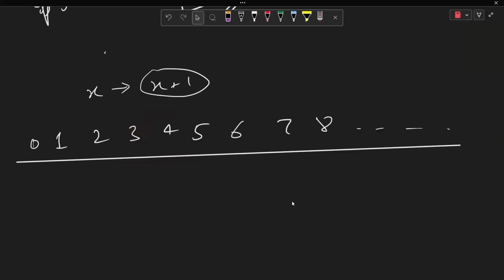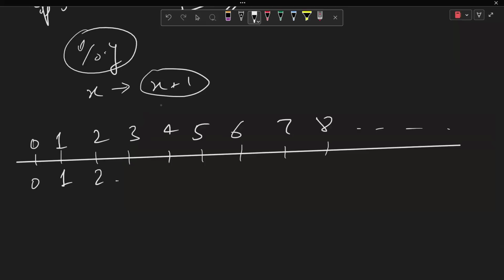Now if we have a number line with all these numbers, what we have to check is whether x plus 1 is divisible by y. So let's write down the modulo y below it. It would be 0, 1, 2, up till y. Let's say y is 5, then up till 4 we would have a 4, and then it would again become 0, then 1, 2, 3, then 4, then 0, 1, 2, 3.